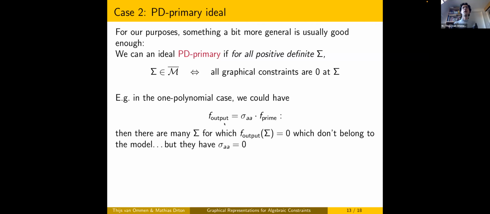Again, for intuition, let's look at the case of an ideal that contains only one polynomial. Suppose that this is the polynomial that comes out of our algorithm. If this polynomial can be factored in such a way that there's an actual prime polynomial, one that's irreducible, but it's multiplied by some sigma AA, then the set of sigmas for which this constraint is 0 equals the right set that satisfies the actual prime constraint. But there's also a spurious primary component where sigma AA equals 0. But the sigmas that have this are not covariance matrices. They're not positive definite. So we are quite happy also in this case, even though it's not a prime ideal.